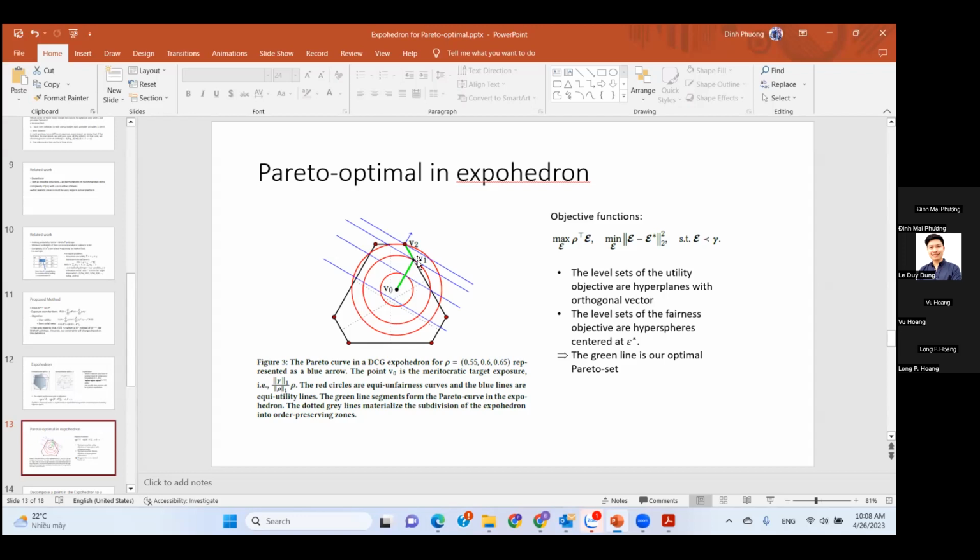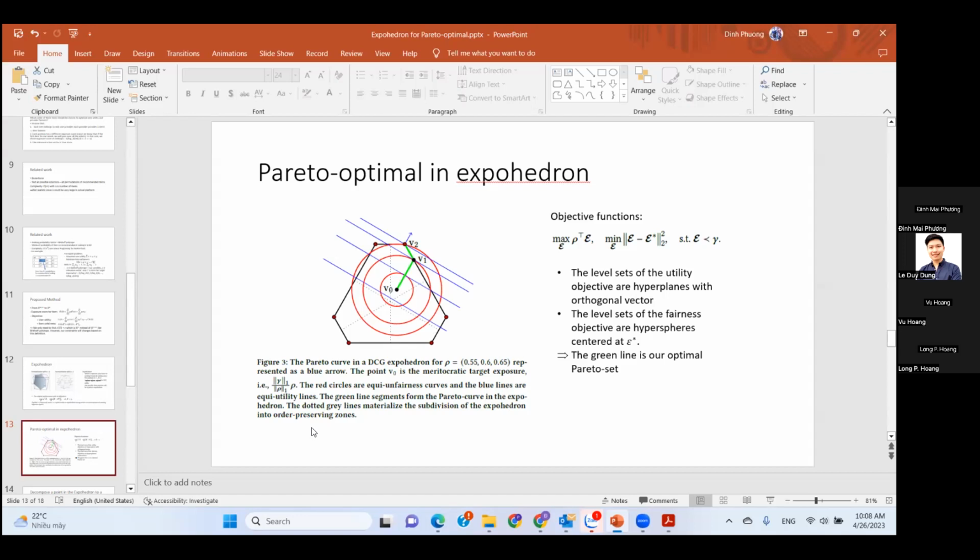Mm-hmm. So that's the basic idea of how you achieve a Pareto set in the expohedron. It's quite easy when you explain it in the geometry way instead of the algebra way.